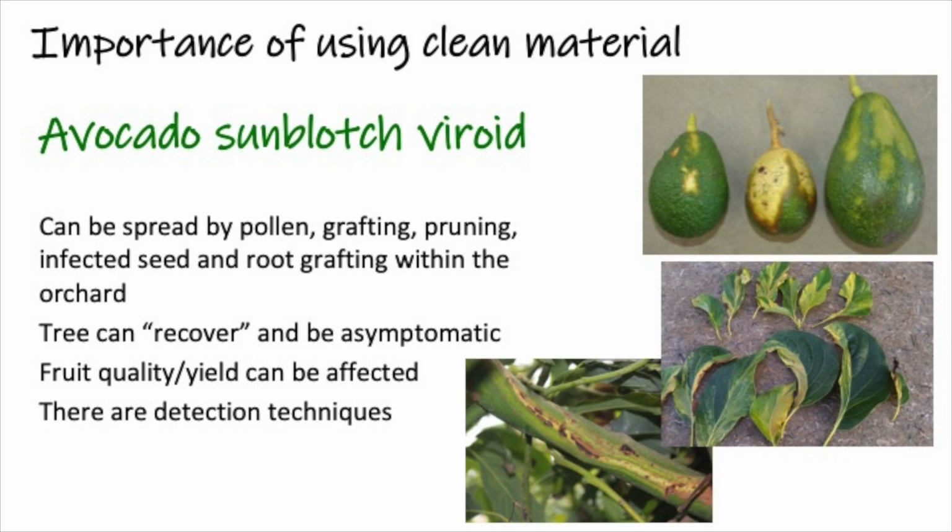Fruit quality and yield can be affected, obviously. But the weird thing about this viroid is that it will be active in the tree, but the tree could, quote, recover. But if that tree is stressed by water stress, heat stress, or cold stress, it will express the viroid symptoms again. So I'm just urging you, as you buy trees, ask your nursery source, are they indexing their source material for sunblotch?